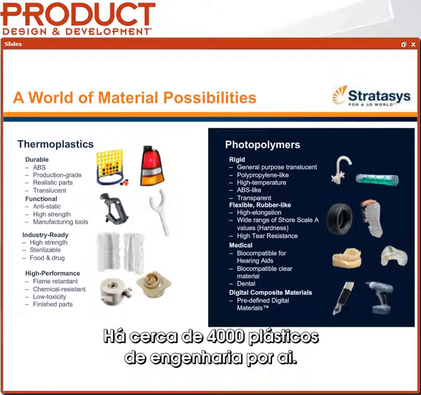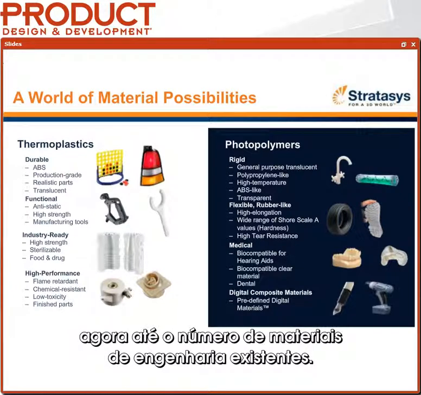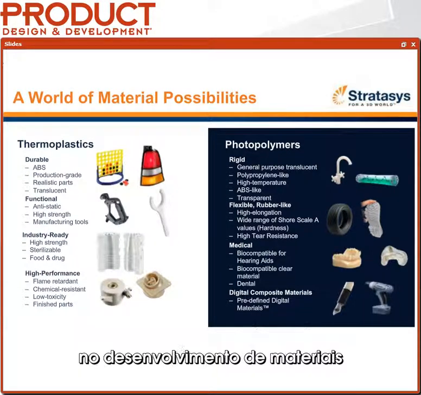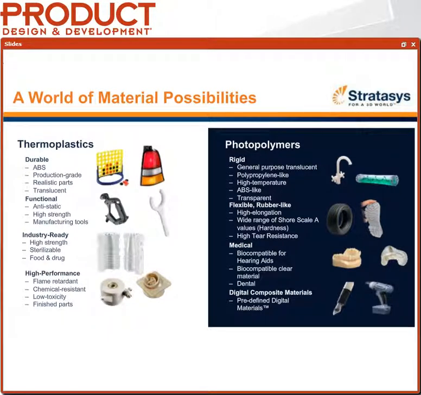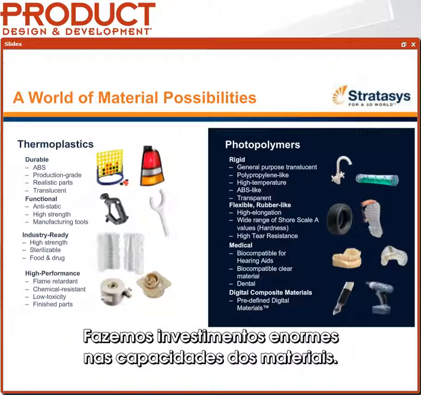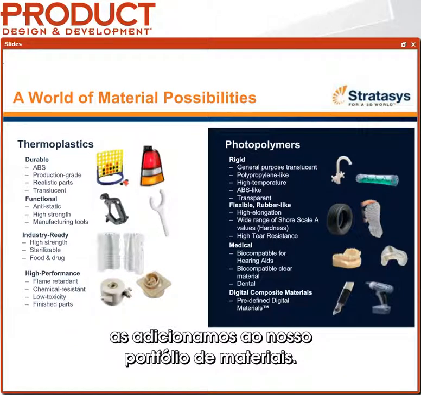Clearly, there's 4,000 engineering plastics out there, so there's a long way to go between where we are now and the number of engineering materials. But I can tell you that at Stratasys, the investment in material development and what materials we have to serve the 3D printing world is far and away better than the competition, and we have a huge investment in material capabilities, and so we'll be obviously adding to our portfolio of materials as we go.